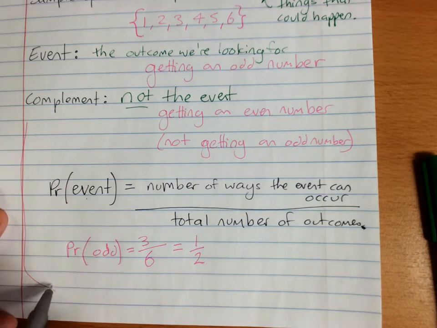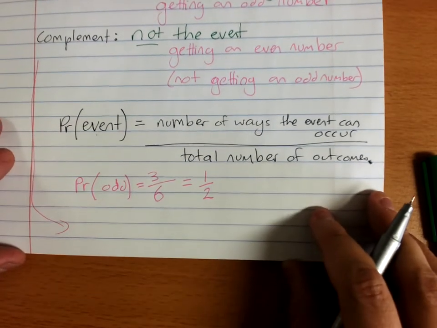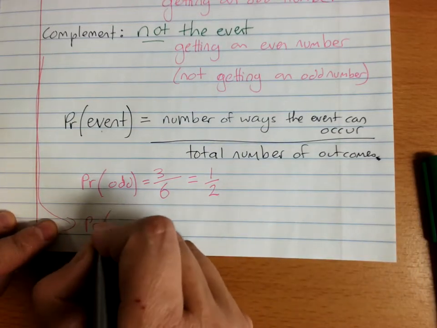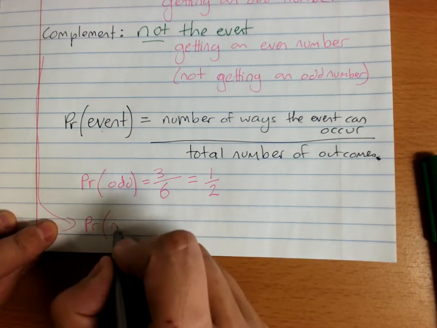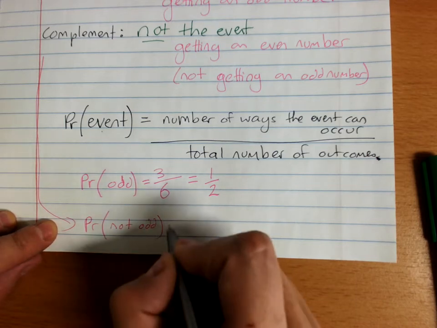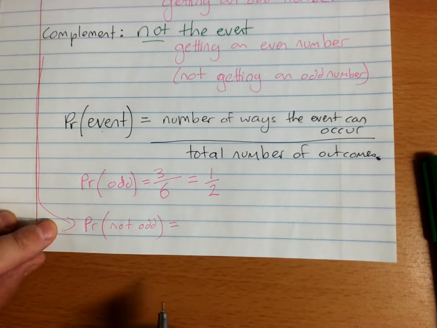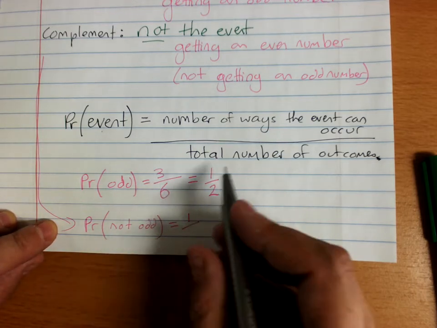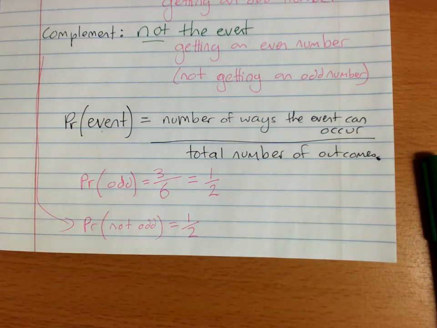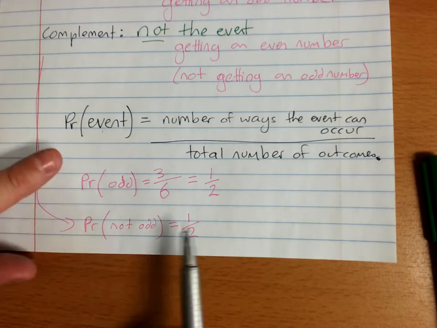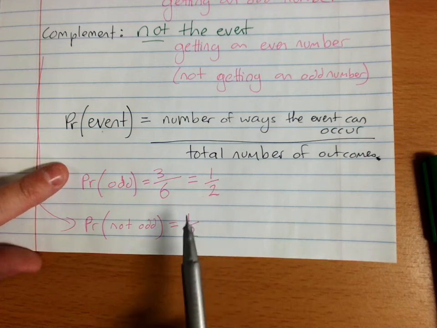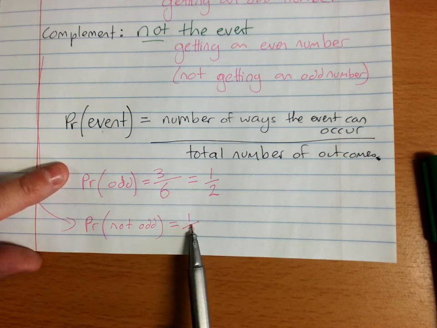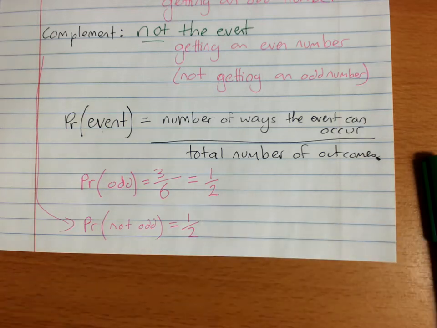And let's find the complement. For the complement, I'd write the probability of getting not odd, or I could write even. And it's going to be the same, because if these are the odd ones, then all the rest, 3 out of 6, so 1/2, have to be the even ones. So the probability of an event and its complement together, 1/2 plus 1/2, adds up to? An event plus its complement, the event happening and the event not happening, has to add up to 1.